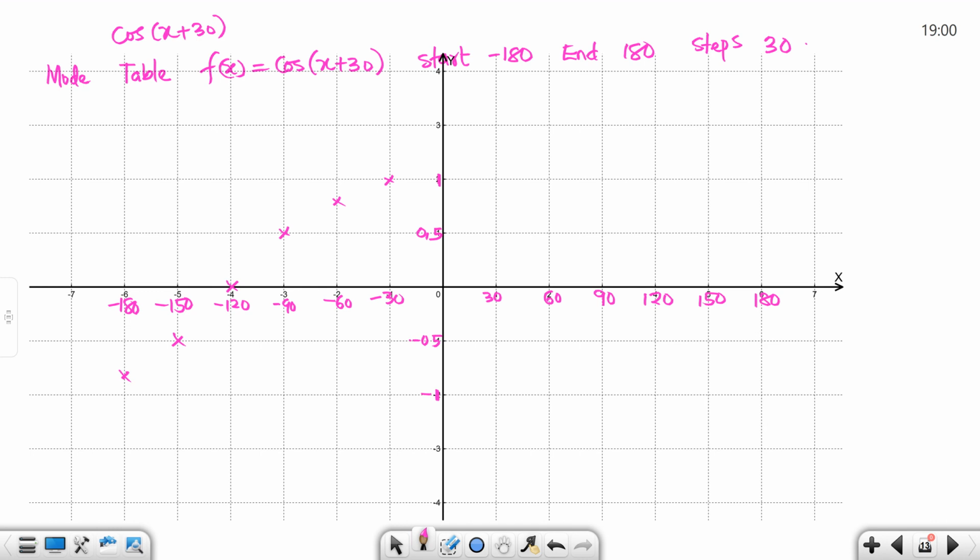What is 0? 0.86. 30, 0.5. 60, 0. 90, 120, and then 150. And then you have that. So your graph becomes absolutely perfect.